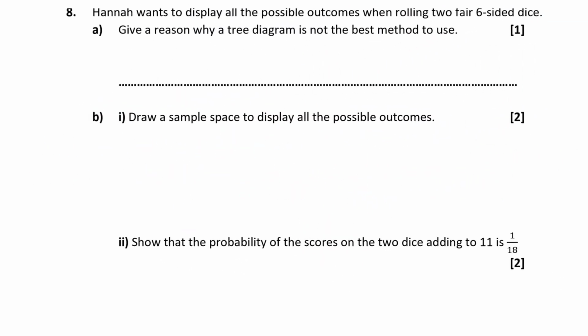Hannah wants to display all the possible outcomes when rolling 2 fair 6-sided dice. Give a reason why a tree diagram is not the best method to use. Well, in a tree diagram, you're doing a branch, aren't you, for every possible outcome.